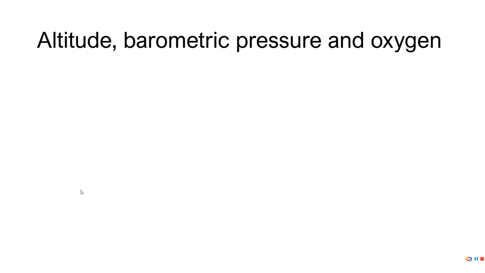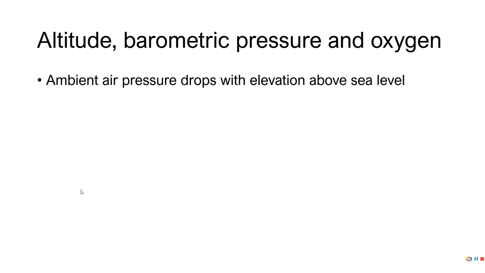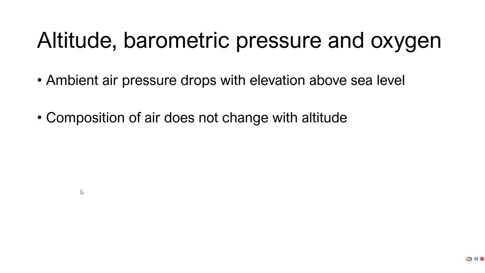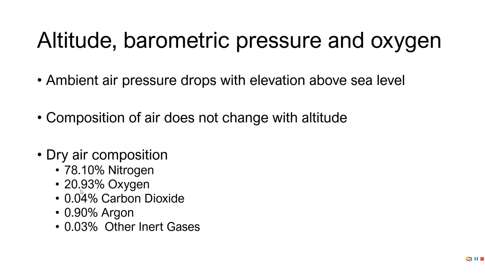So how are these 3 things related? As we go up in elevation, ambient pressure goes down, so they have an inverse relationship. Remember, gas composition doesn't change with altitude. Wherever you're at on Earth, it's 21% oxygen and about 78% nitrogen. Obviously, there are a few other things, but for the most part, it's nitrogen and oxygen. This is true at sea level. This is true on top of Everest.